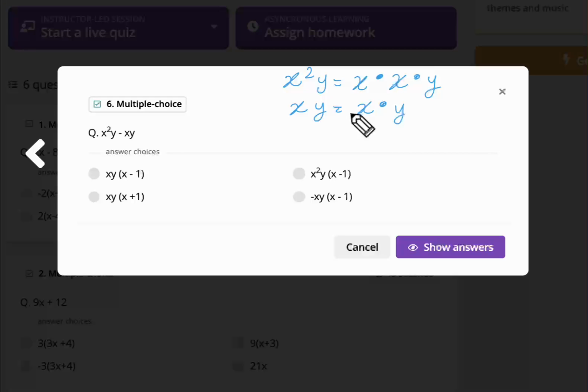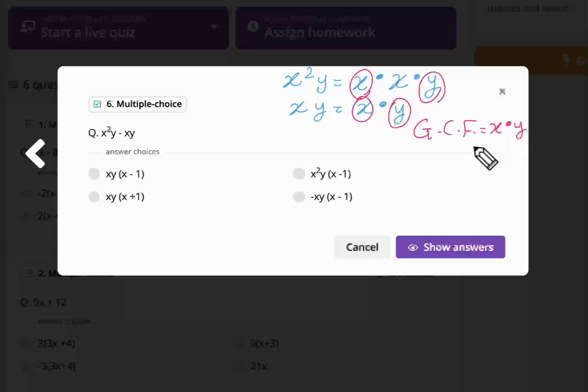Okay, now what are the common factors? We have x. Anything else? y. Okay, so the greatest common factor, multiply them by each other, x and y. It is xy. Okay, let's rewrite the expression using the greatest common factor. So I write xy for the first one, and xy again for the second one, and this is the parentheses.